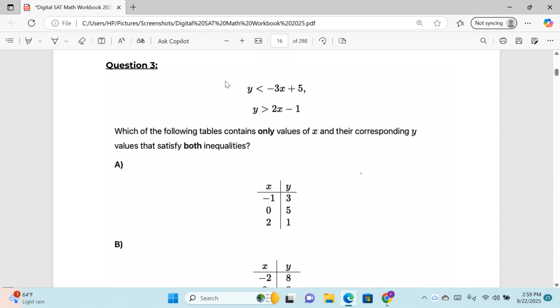So here is our question: y less than negative 3x plus 5 and y greater than 2x minus 1. Which of the following tables contains only values of x and their corresponding y values that satisfy both inequalities? So we can solve this question in an easy method.